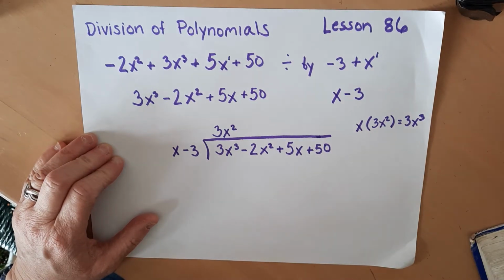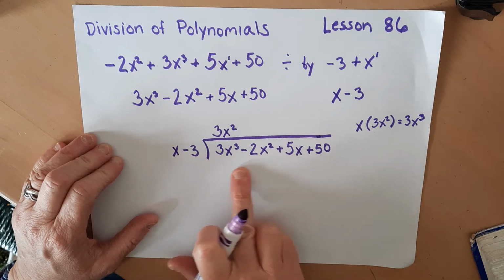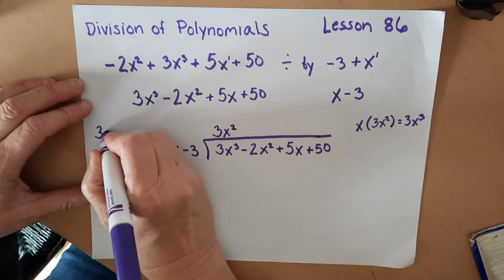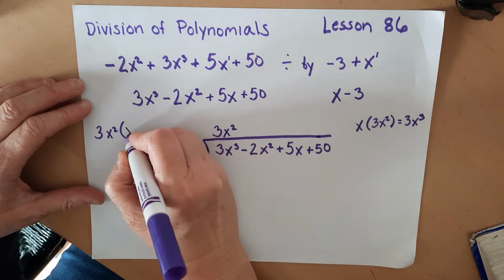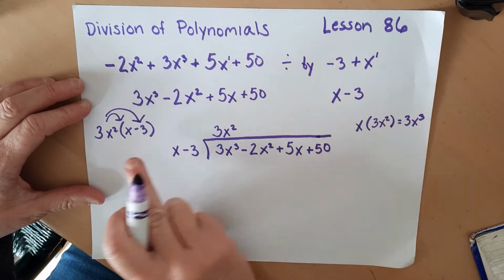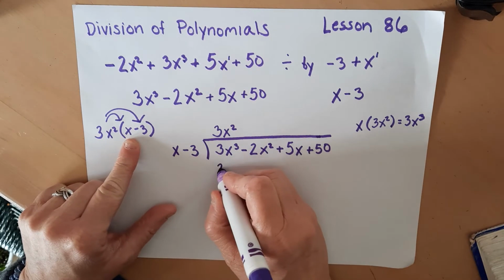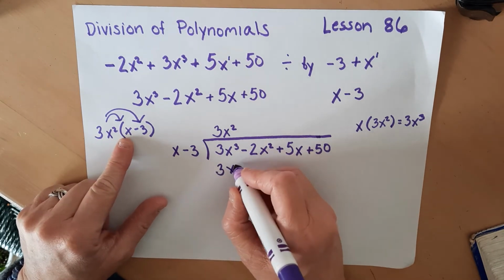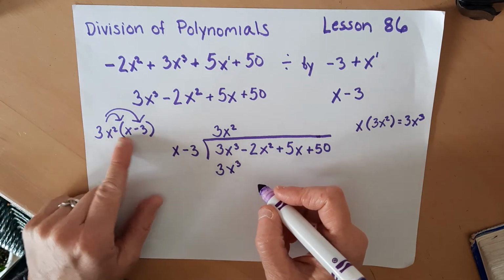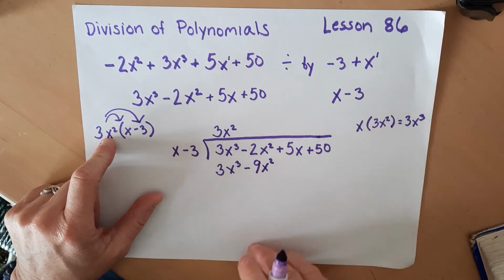Now we're going to multiply 3x squared by x minus 3 and write the answer right below here. So 3x squared times x minus 3. In your head, you can imagine that you're doing the distributive property. We're going to multiply this first and then this, and watch the signs. So 3x squared times x is 3x cubed. And now we multiply this times this, watching the signs, that gives us a minus 9x squared. And we write it right below there.